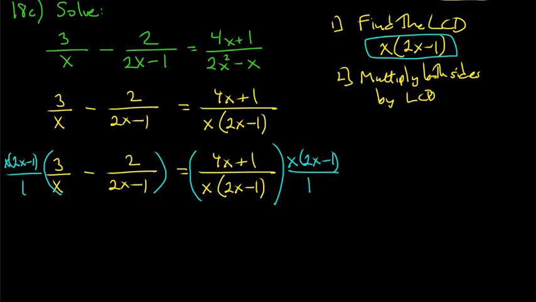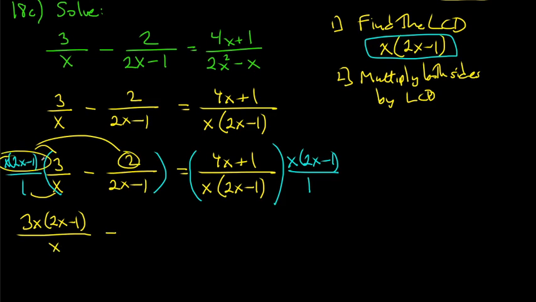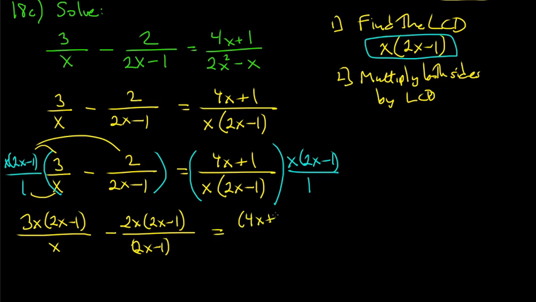Okay. So on the left side, we have to distribute this. This is going to be 3 times x times 2x minus 1 divided by 1 times x. That's just x, right? Minus. Now we have 2, right? This 2 times x times 2x minus 1 over 2x minus 1 times 1, right? And on the right side, we have what? We have 4x plus 1 times x times 2x minus 1 all over 1 times x times 2x minus 1.